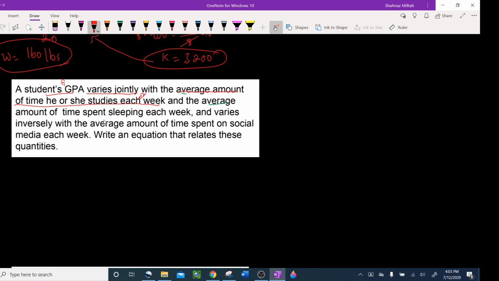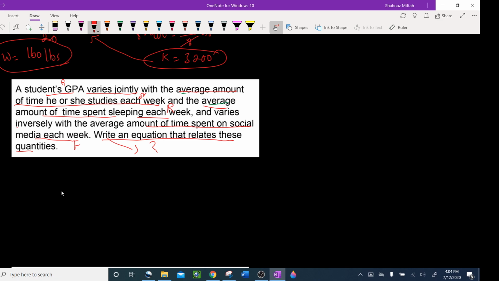You can use your own variables, it doesn't matter unless they specifically give you the information for the variables. The average amount of time spent sleeping each week is going to be, let's do R. And varies inversely with the average amount of time spent on social media each week. Social media time is going to be F. Write an equation that relates these quantities. Now if you see, they are asking only to write. I don't have to solve, I just have to write it.